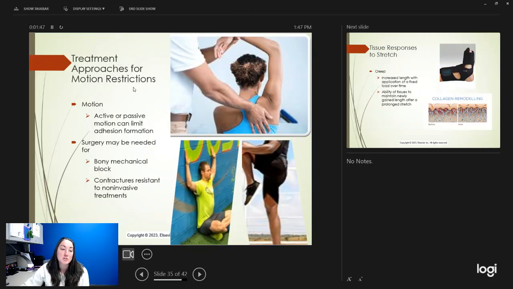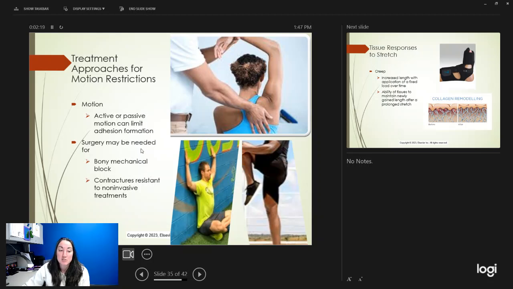Some other treatment approaches are just motion itself, active or passive motion that can limit scar tissue formation or any type of adhesion formation. So in the pictures at the top, that's passive range of motion. Bottom right, he's lifting his leg and pulling it back. That's an active assisted range of motion. So he lifted it as far as he could and then used his hand to pull it more. And then down on the bottom left is active range of motion. So those are just your different types of range of motion.